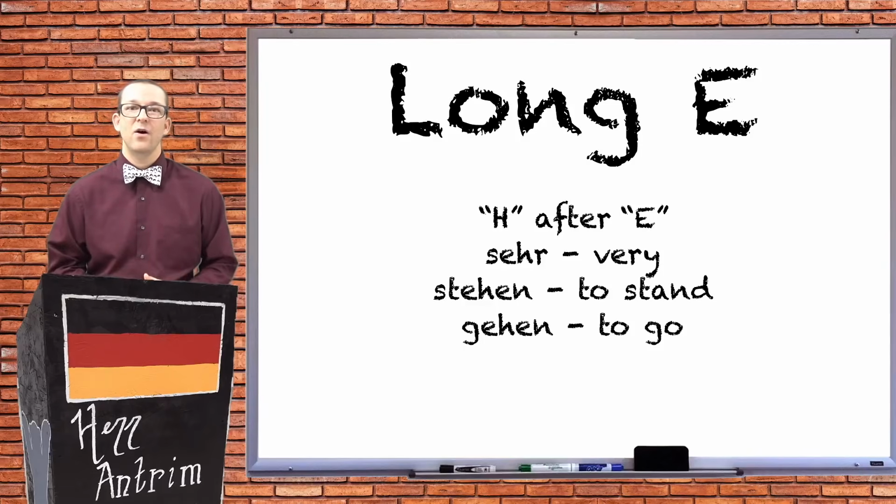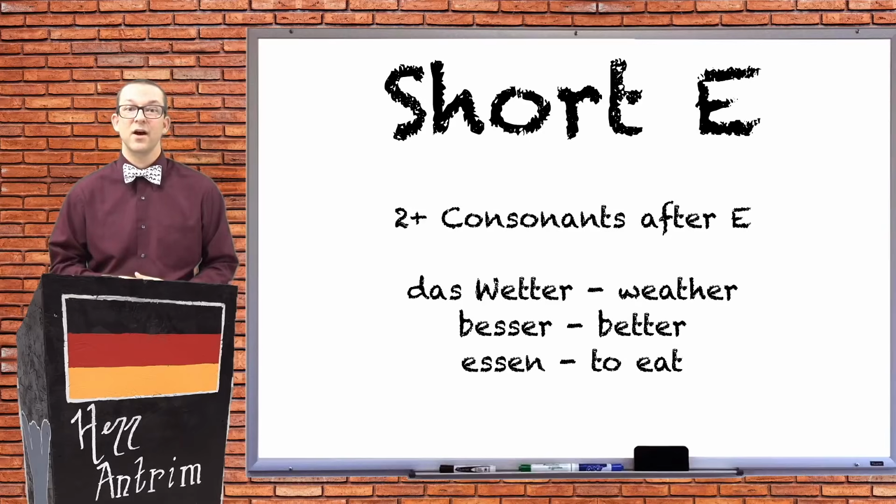Of course, the letter E also has a short sound as well, which you might have noticed at the end of the two verbs in the previous examples. On the non-stressed syllable at the end of each of those verbs, that is the short E sound. The short vowel sounds in other words would include Wetter, besser, essen.